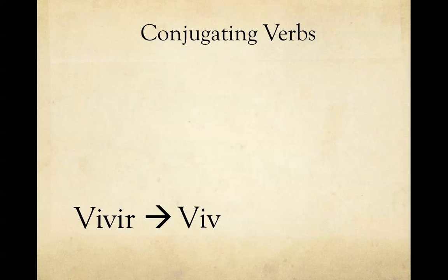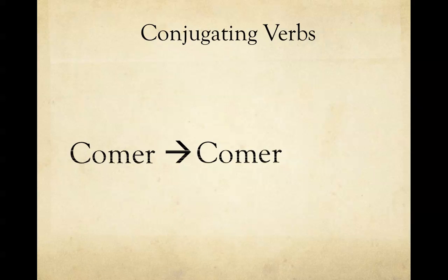Okay. Vivir would turn into viv, but we're not looking at IR verbs today, so let's just take a look at comer. Comer is an ER verb, and as we saw the other day, in order to get the root, you just remove the ER, and that will allow us to conjugate the verb.